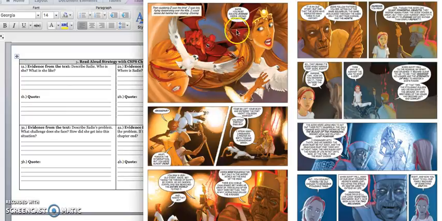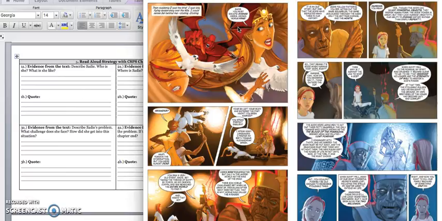All right, and for the quote, we would write what Isis tells Sadie in this top box. Sadie, you must escape, avenge Osiris, crown Horus king. Press pause to write down your answer and play when you're ready for the setting.